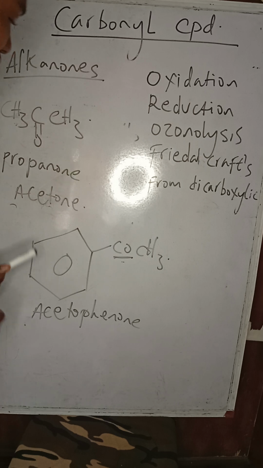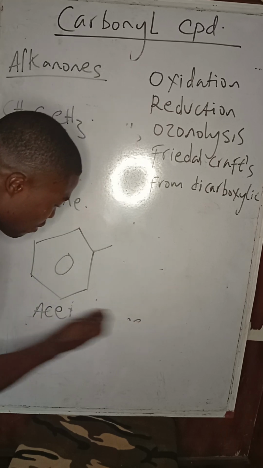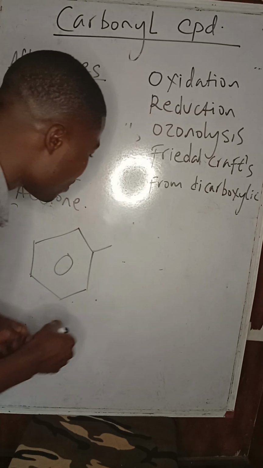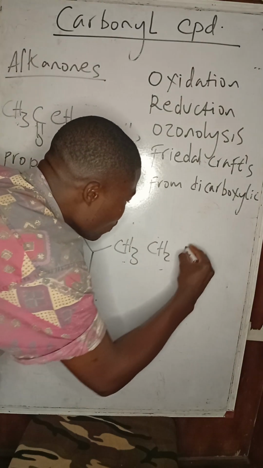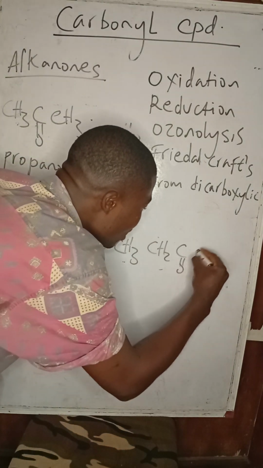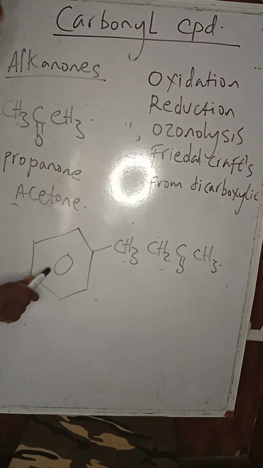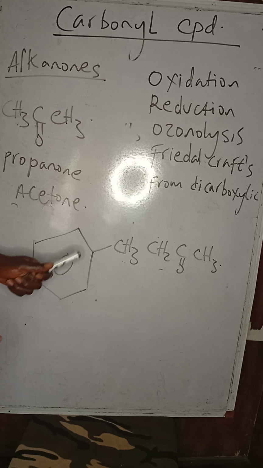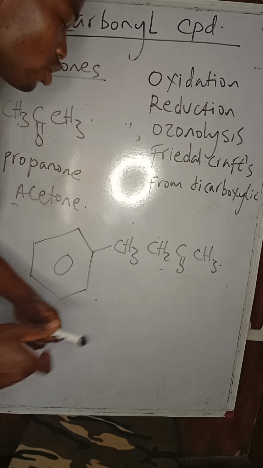There are others. Let's say we have something like this. Let me add one to it. Let's say we have a CH3, CH2, COCH3. Now, let's say we have something like that. What will be the nomenclature of this compound? First of all, this compound is aliphatic because the functional group is not attached to the benzene ring. So, what will be the name?